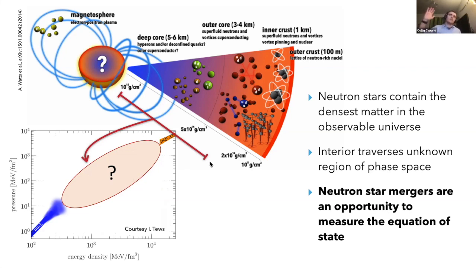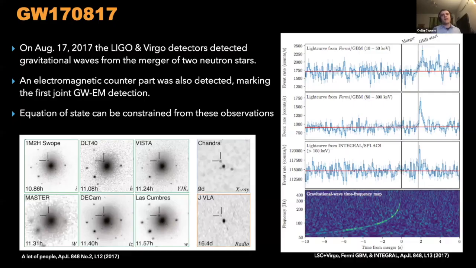So if you imagine starting from the outside of a neutron star and going in towards the interior, as the pressure builds, you kind of traverse this region. And so by observing neutron stars, such as neutron star mergers, we can begin to learn and fill in what happens in this unknown region. And we had exactly that opportunity.